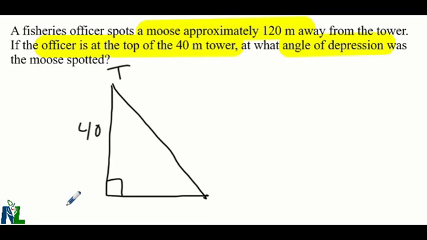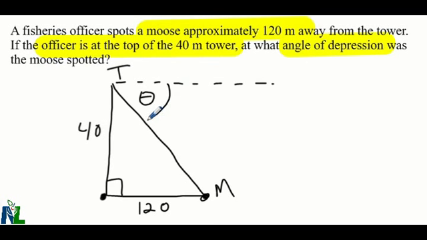We're also told that there's a moose that's 120 meters away from the tower. So if the tower is here, then the moose has to be over here. And that side length is 120 meters. And we're also talking about the angle of depression. Now, the angle of depression, in a very informal definition, talks about the fisheries officer looking down at an angle of depression, looking down at the moose. So if we draw a line straight across, the angle that we're trying to find is here. It's the angle at which the fisheries officer looks down.